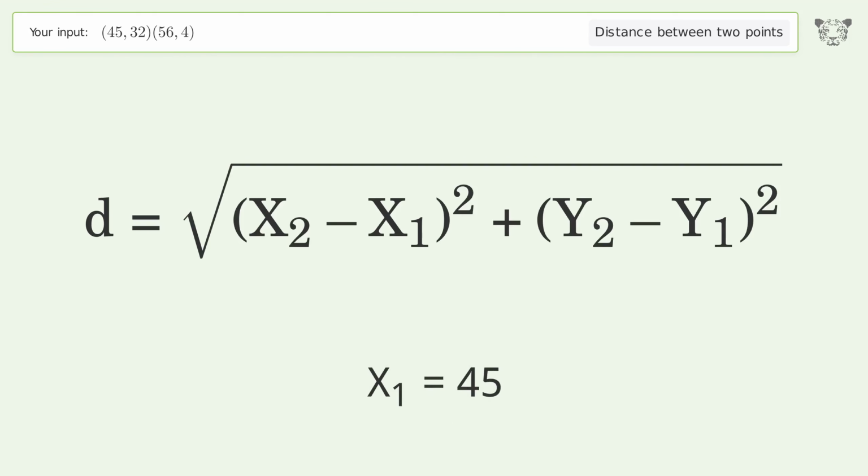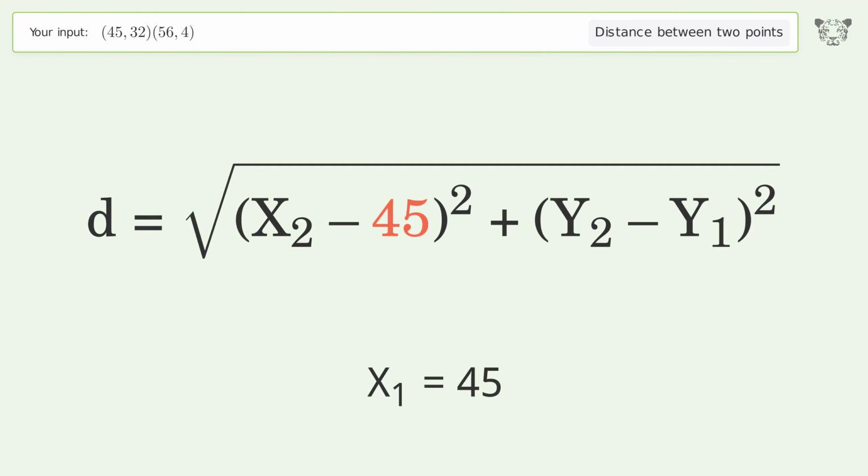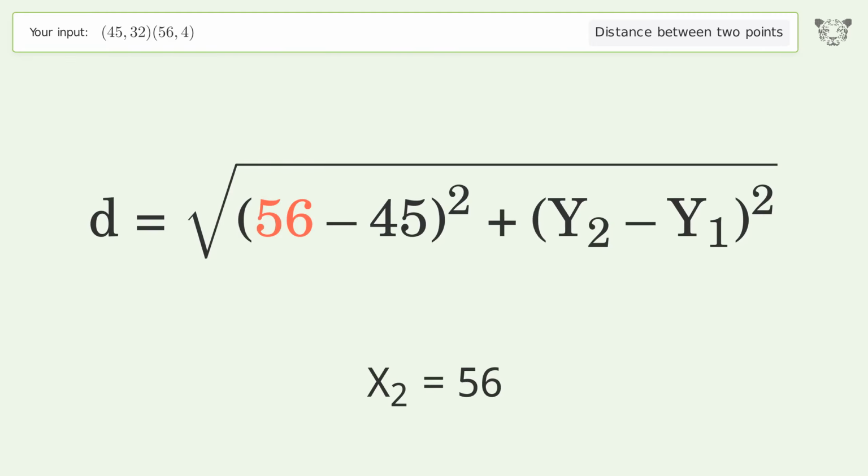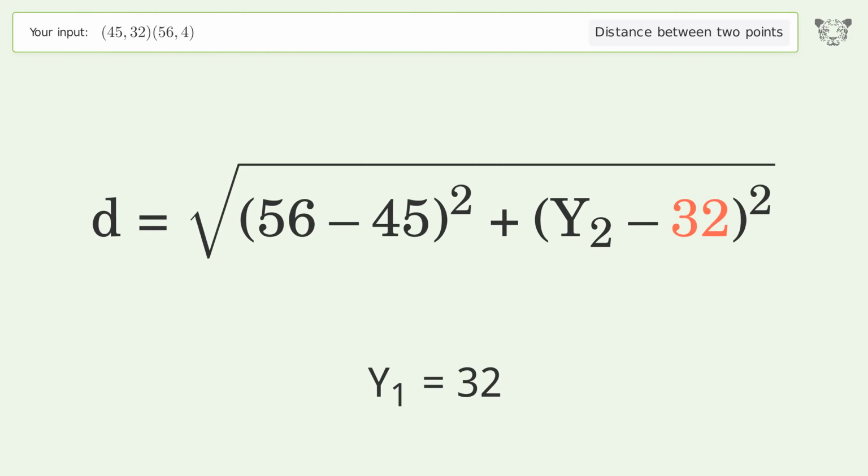x1 equals 45. x2 equals 56. y1 equals 32. y2 equals 4.